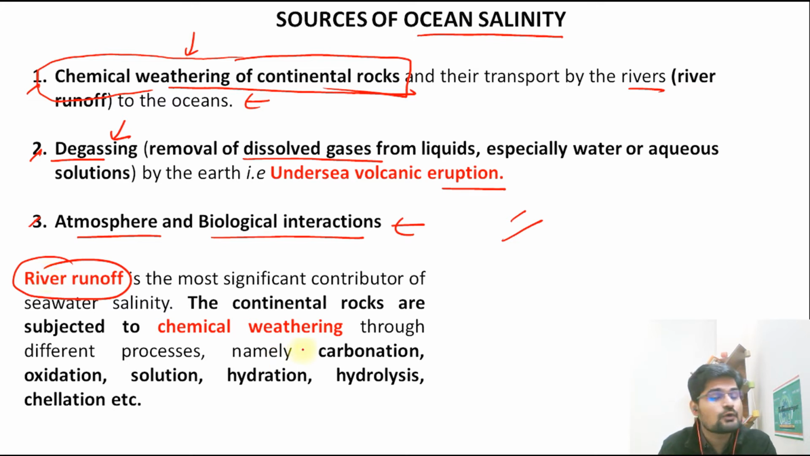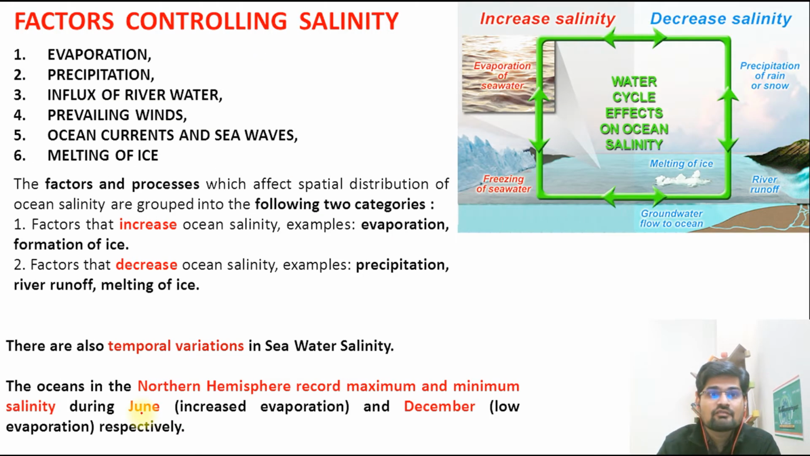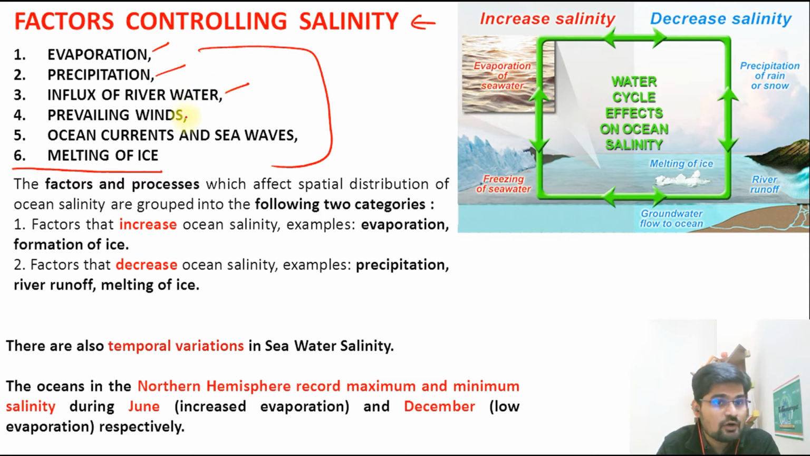It is the most significant contributor to ocean salinity. And chemical weathering, the processes as we remember: carbonation, oxidation, solution, hydration, hydrolysis, chelation. All these are the chemical processes that lead to the ocean salinity that we are discussing. Then factors controlling salinity. These are the 6 factors if you observe here carefully: evaporation, precipitation, influx of river water, prevailing winds, ocean currents and sea waves. Then we have the melting of ice.